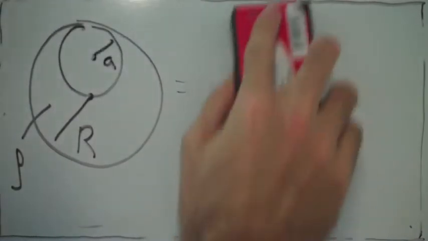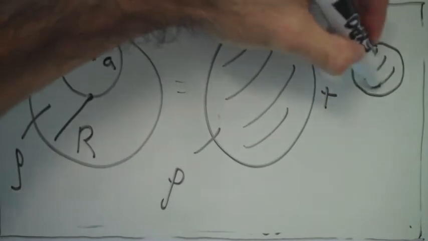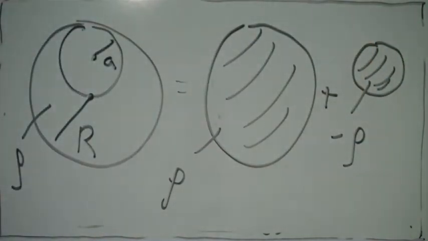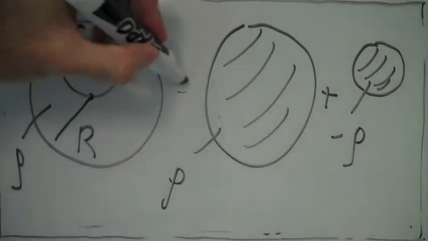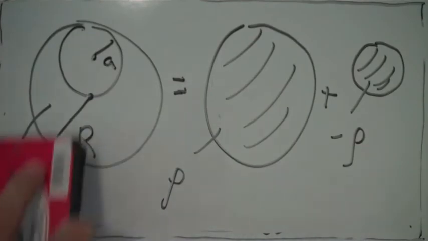sphere that has radius a and charge density rho, and a little sphere that has charge density negative rho. Because if you add those two objects together, it's equivalent to having the sphere with the cavity, because the charge densities cancel out. So if we calculate the electric field of those two separate objects and add them, it's the same as having the electric field of the sphere with cavity.